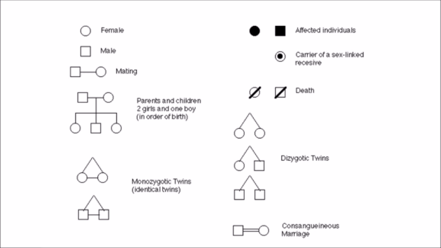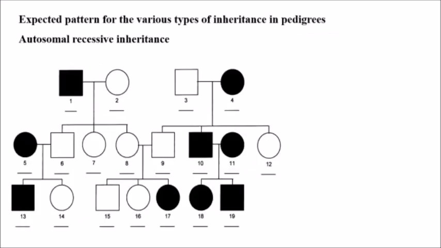There are some expected patterns of the various types of inheritance in the pedigree. So let's discuss all of those one by one, so that once you know all the expected patterns for that inheritance, you can easily analyze the pedigree. So first comes autosomal recessive inheritance. What does it mean? Autosomal recessive inheritance means the individual will be affected only when they have the homozygous recessive condition.